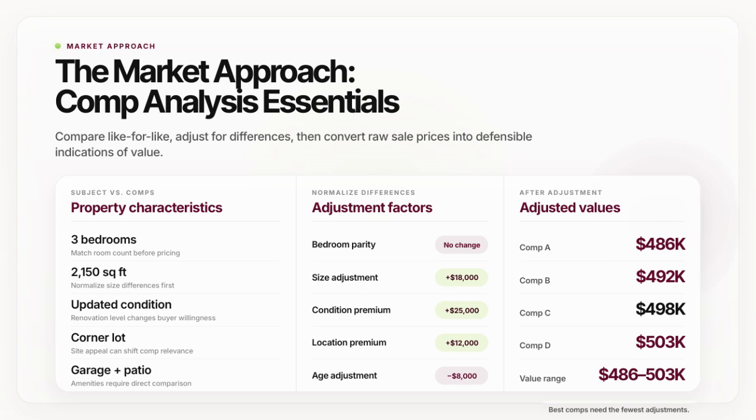These differences are quantified as adjustment factors. Bedroom parity might have no adjustment, but we might add $18,000 for size, $25,000 for condition upgrades, $12,000 for location premiums, and subtract $8,000 for differences in property age. After applying these adjustments, we arrive at adjusted values for each comparable property, which in this example range from $486,000 to $503,000. This helps us establish a defensible value range for the subject property based on market evidence.